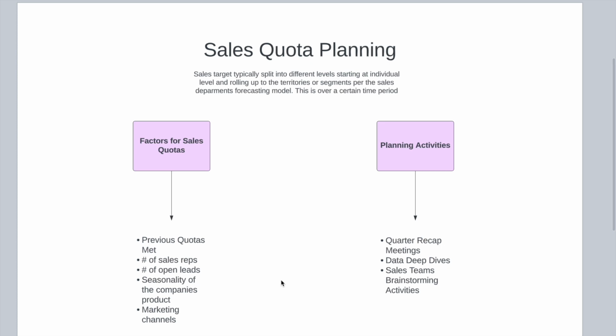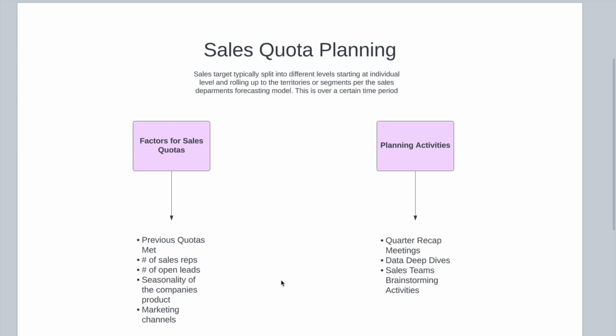Also, another factor is the number of sales reps that you have. If you have 5 sales reps versus 30 sales reps on a team, then your sales quota is going to look vastly different between those two team sizes. Another one is going to be the number of open leads. So if you've got 20 open leads that look like they might convert versus 5, that sales quota is going to look a lot different because you can expect a certain level of closure from those leads.